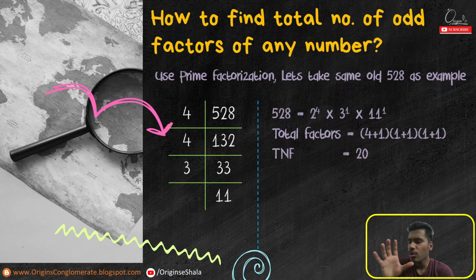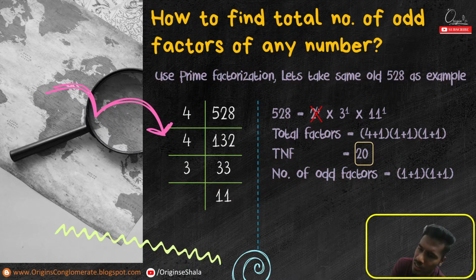Now, for a number to be odd, what is the only thing which will prevent it from being odd, or we can say which will make it even? That is the presence of 2. Any number can only be even if it has a multiplication of 2 in it, or 2 is a factor for it. So the simple thing would be to ignore the 2 completely. In our case, we will ignore the power of 2 completely.